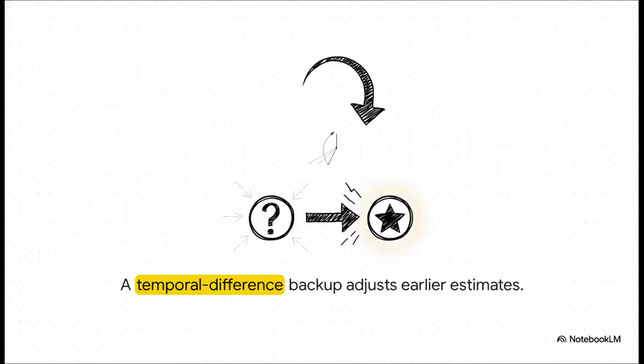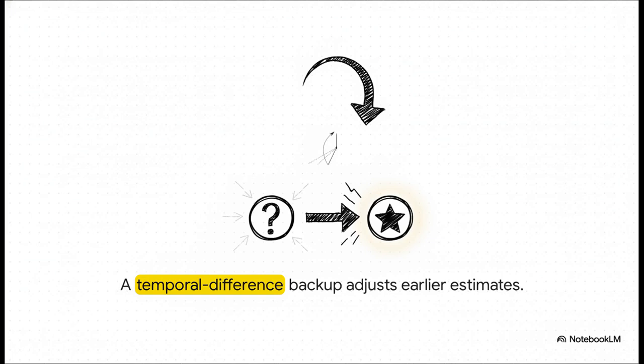Now, how does it actually update its guesses? It uses a brilliant core learning mechanism called a temporal difference backup. Basically, after the agent makes a greedy move, it takes the value of the new state it just landed in, and it backs it up to the state it was just in.